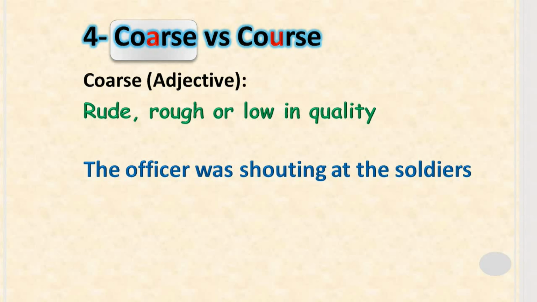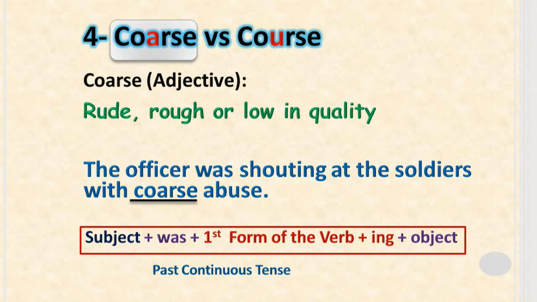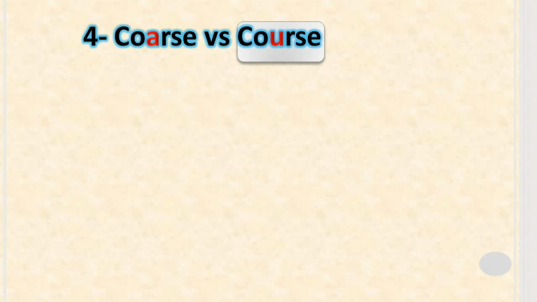The officer was shouting at the soldiers with coarse abuse. Coarse. So here again we use past continuous tense. Was shouting. Look at the second, course.